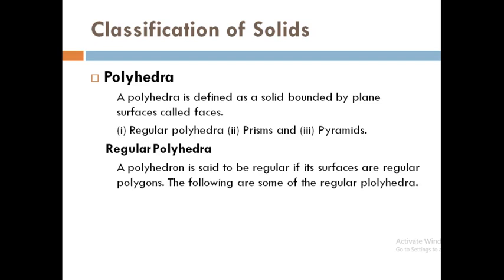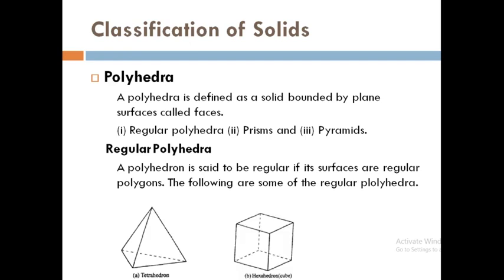A polyhedron is said to be regular if its surfaces are regular polygons, like triangle, pentagon, square or hexagon. The following are some of the regular polyhedra: tetrahedron, cube or hexahedron, and octahedron.